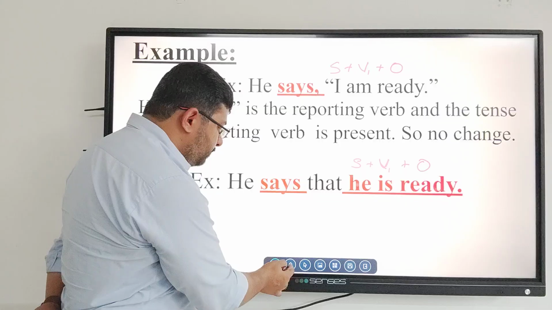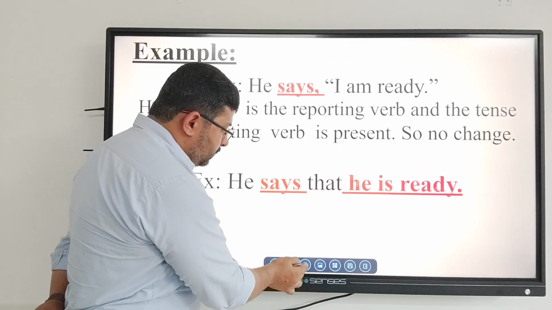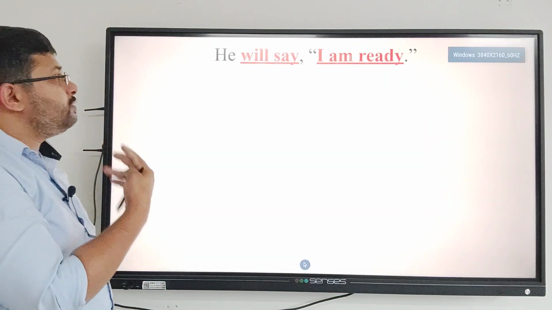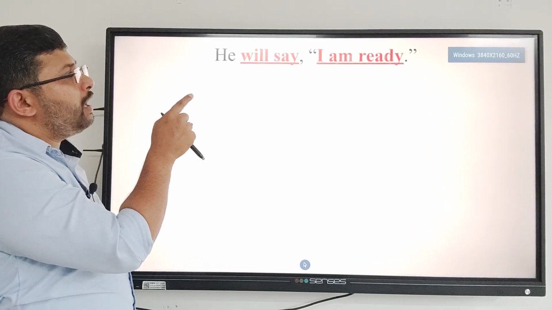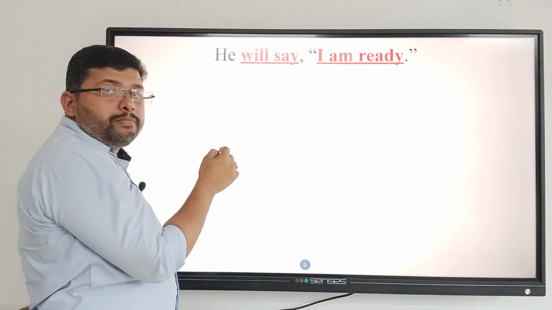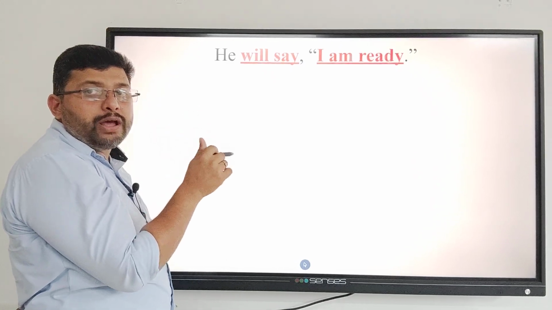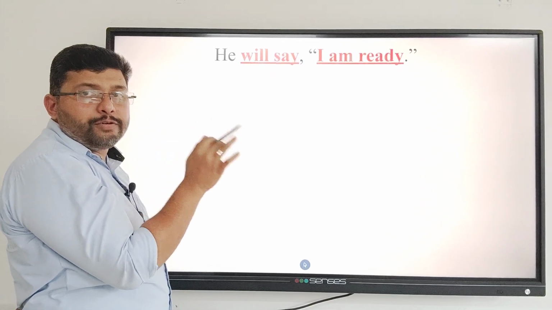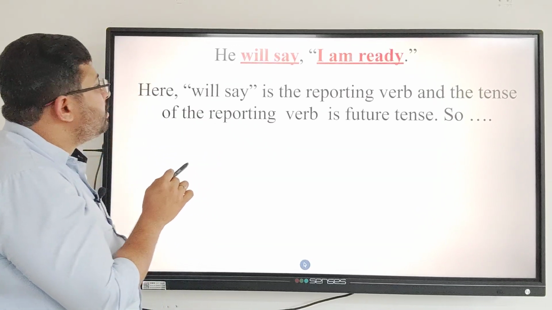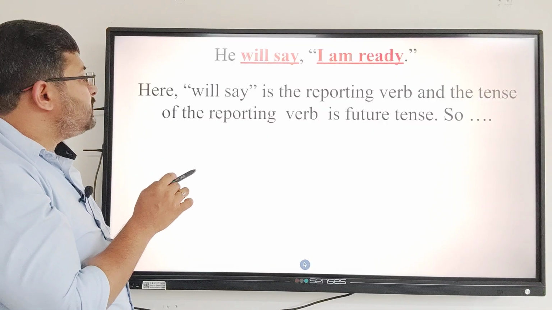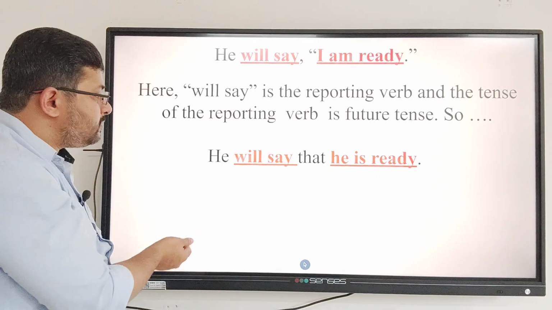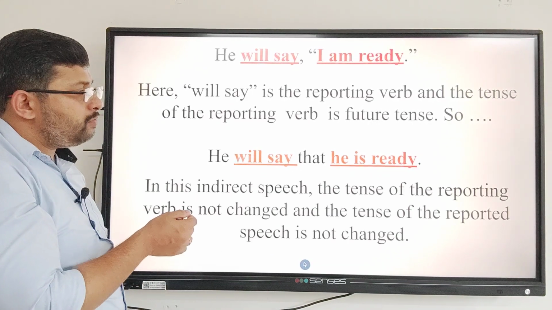Okay, I hope it's clear to you. Now, the second rule. Okay, we will see one more example. He will say, I am ready. And this is in future tense. Will plus verb; will and shall are used in the future tense. He will say, I am ready. And see, here "will say" is the reporting verb, and the tense of the reporting verb is future tense. So there will be no change in the sentence. Okay, so the same rule which we have discussed.